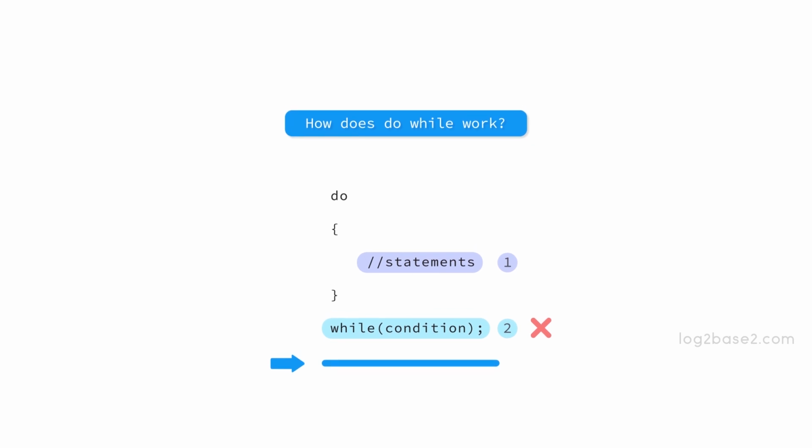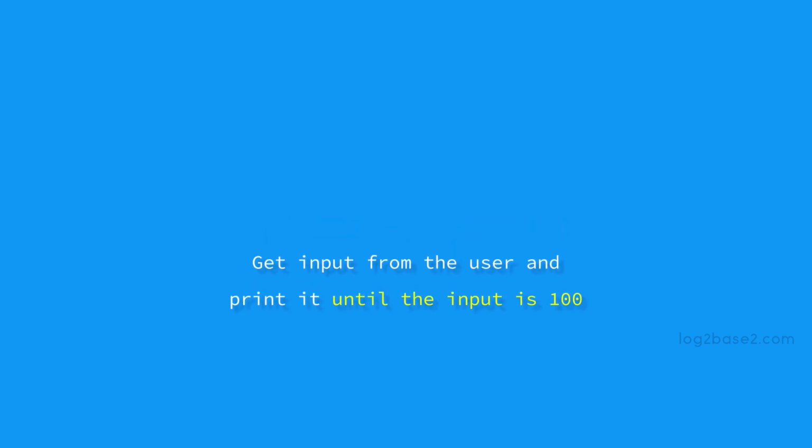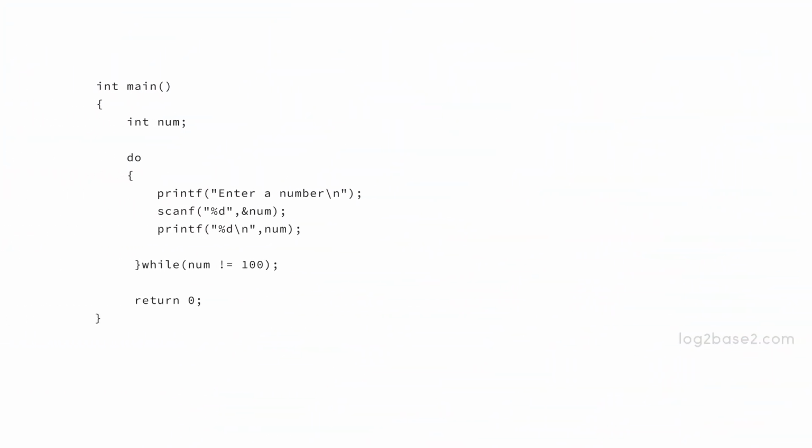Now let us see a simple C program which gets an input from the user and prints it until the input is 100. So we have the main function and an integer variable num is created. And then we have our do while loop here. In each iteration it reads the input, stores it to num and prints it, and then checks if it is not equal to 100.